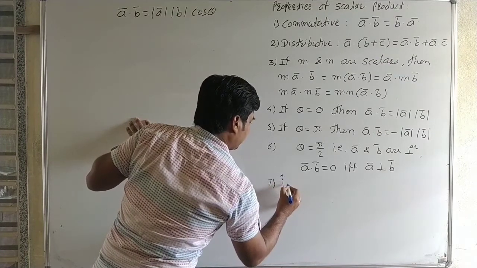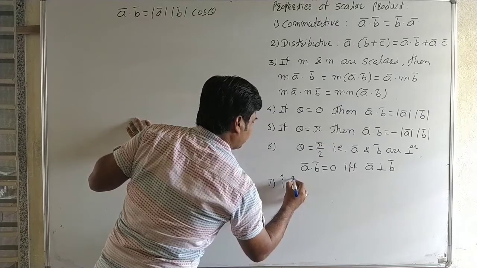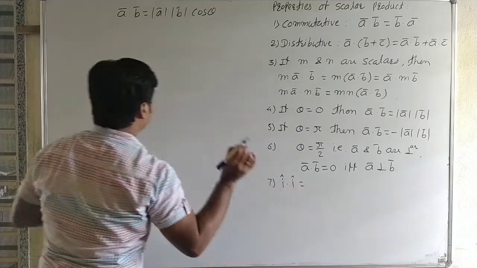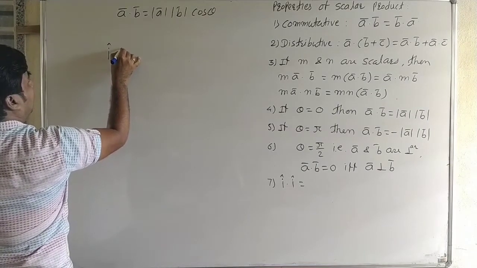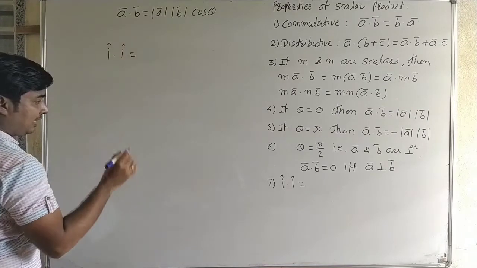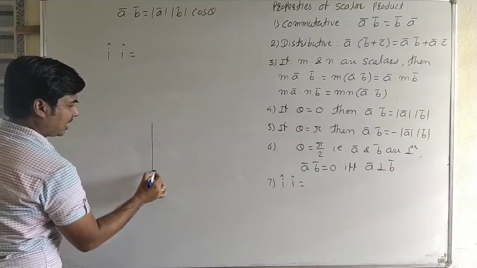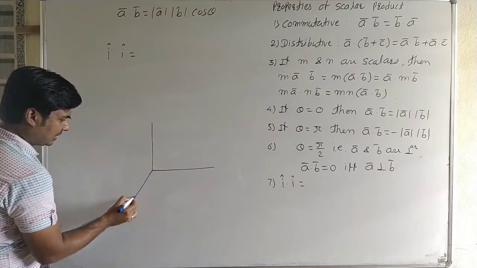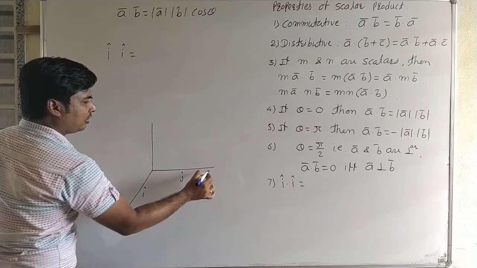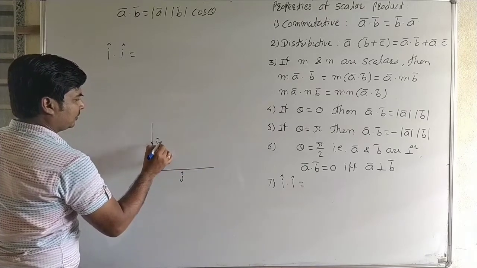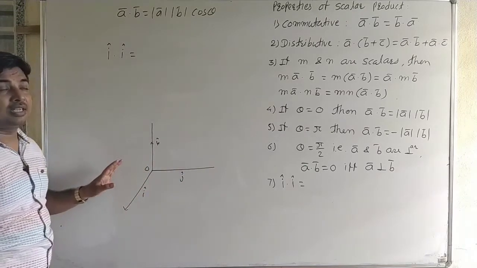Now we take I cap dot I cap. Okay, we take the dot product of two vectors, that is I cap dot I cap. I cap is a unit vector along the x-axis, J cap is a unit vector along the y-axis, and K cap is a unit vector along the z-axis.